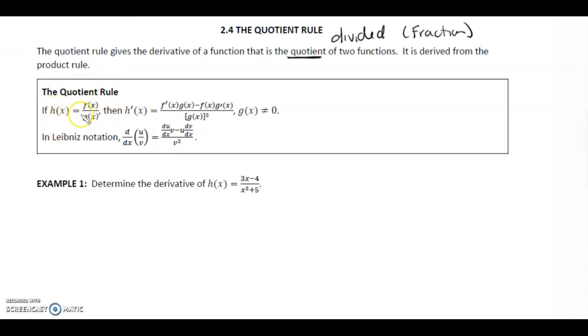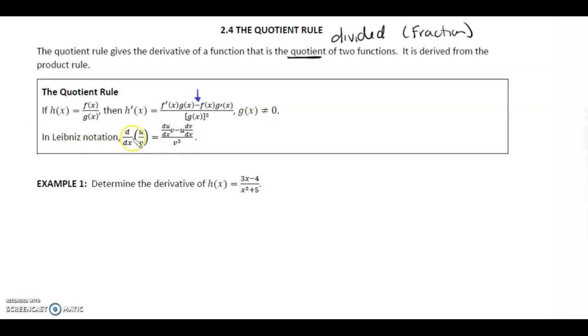So if h at x equals some function f at x over some function g at x, then the derivative h prime at x equals, so it's very similar to the product rule, a little bit different: derivative of the first function times the second function, but this time we're putting a subtraction between them. So minus the numerator function times the derivative of the denominator function, all over the denominator squared, as long as the denominator function doesn't equal 0. That would be the restriction on the domain.